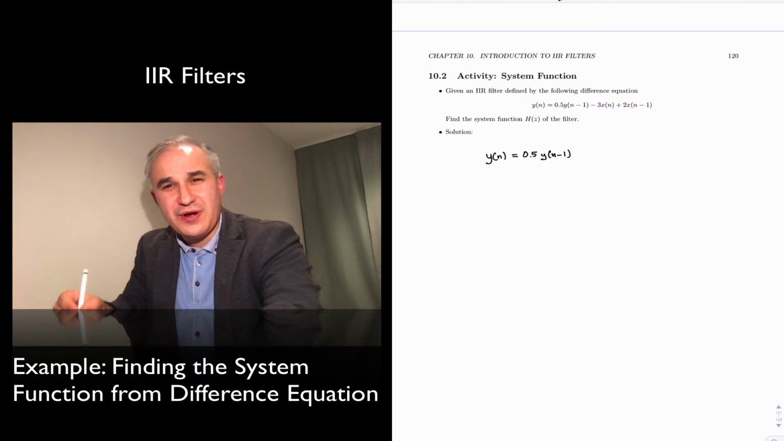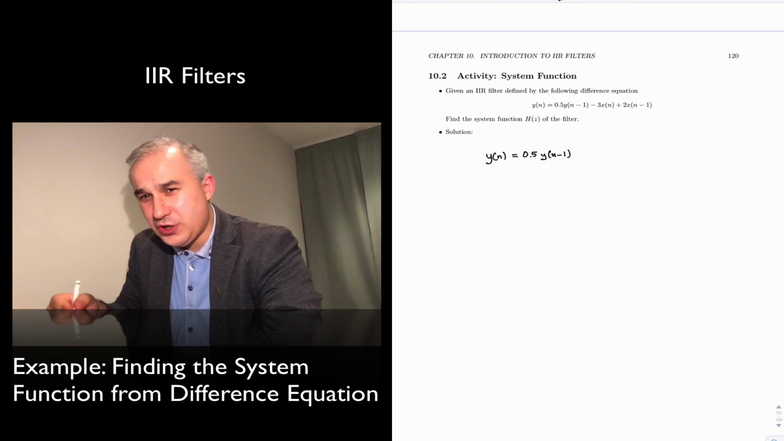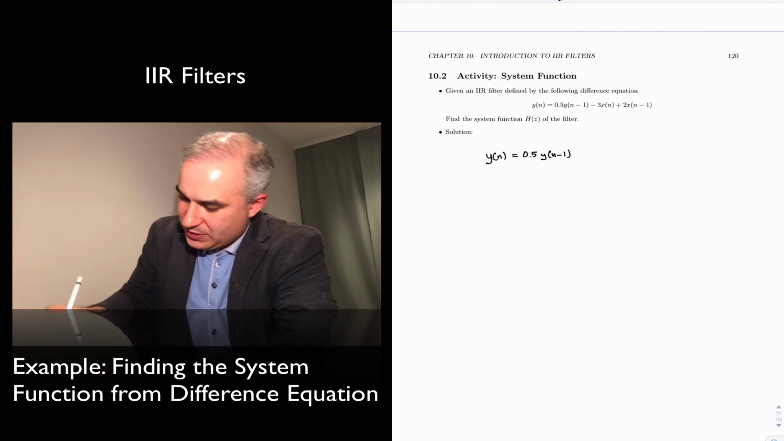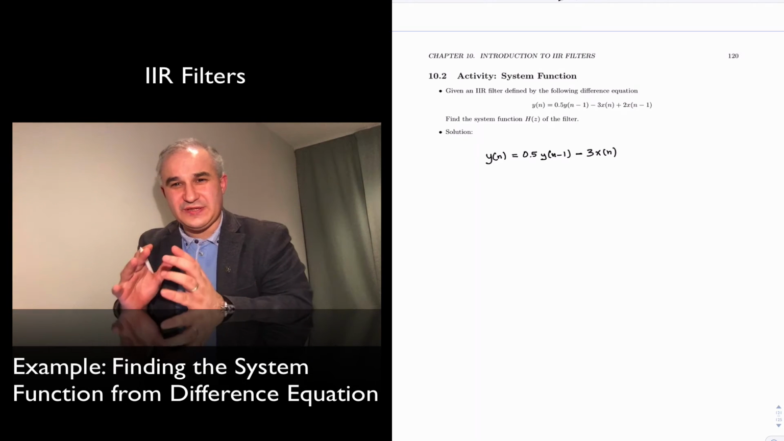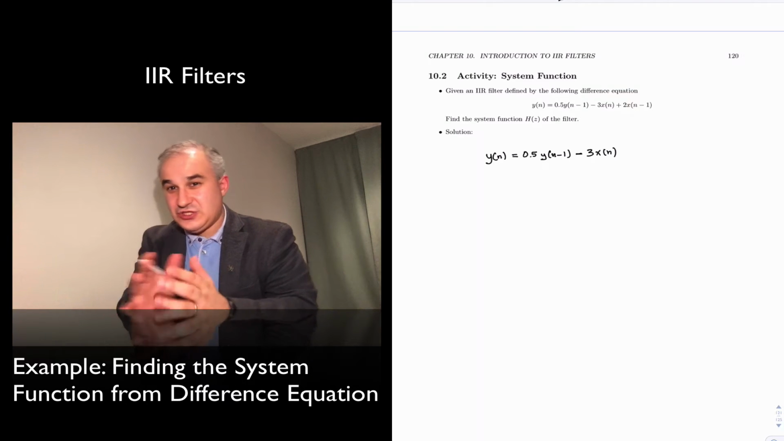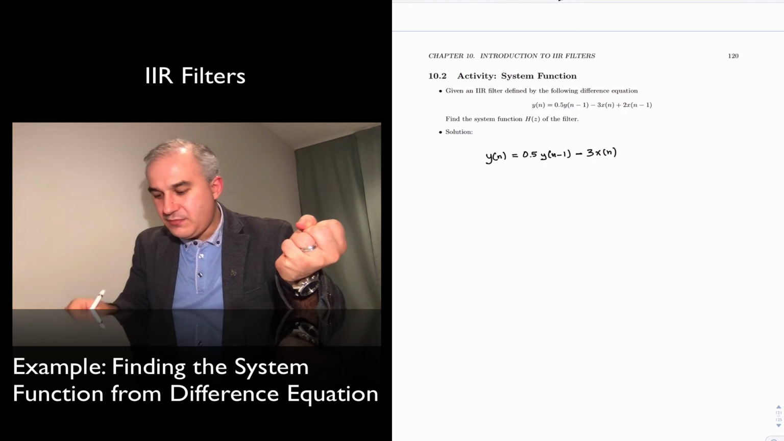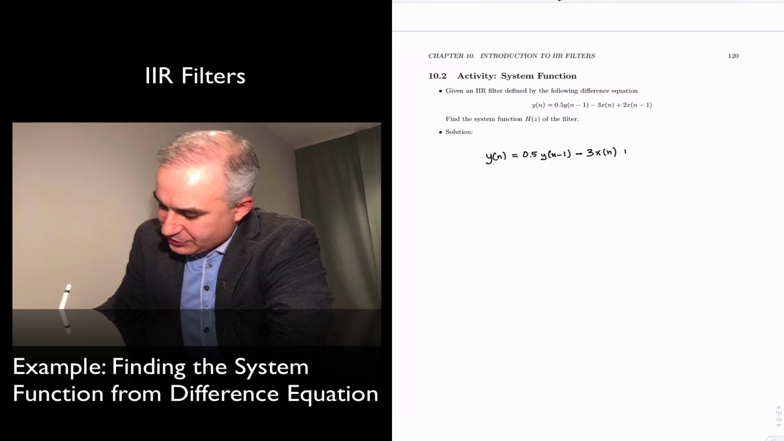We immediately recognize that this is an IIR filter because the output not only depends on the inputs x of n, but also on previous outputs, you see y of n minus 1. And the fact that you have that recursion is what enables you to reduce the number of coefficients required. You are using the fact that something was already previously computed, and you're using that previous output to reduce the overall computation of this filter.